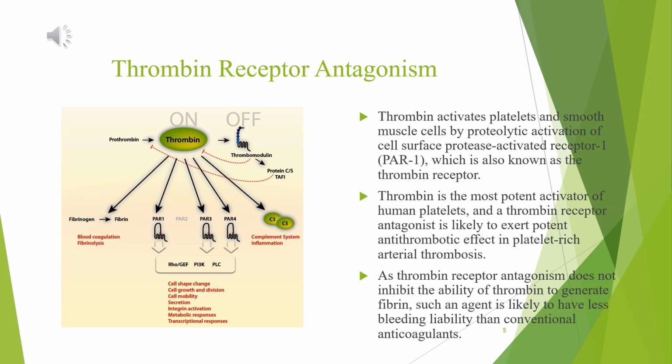So thrombin is the most potent activator of human platelets. So thrombin is what comes to the scene first. And a thrombin receptor antagonist, remember our antagonist, is likely to exert potent antithrombotic effects in a thrombosis. As thrombin receptor antagonism does not inhibit the ability of thrombin to generate fibrin, such an agent is likely to have less bleeding liability than conventional anticoagulants.